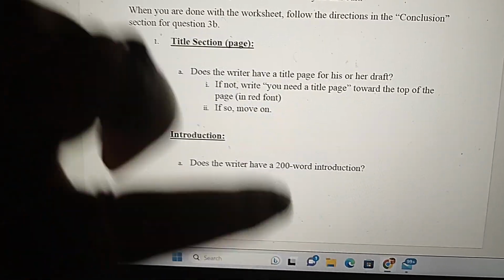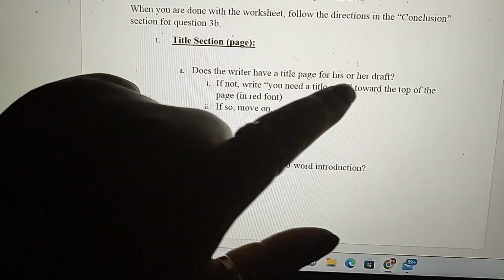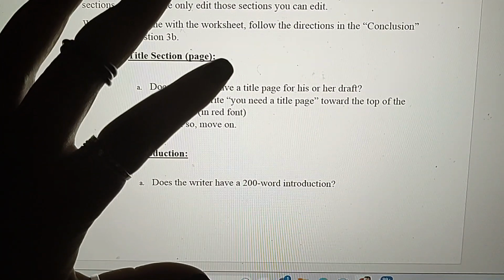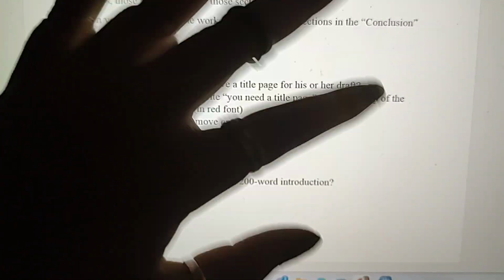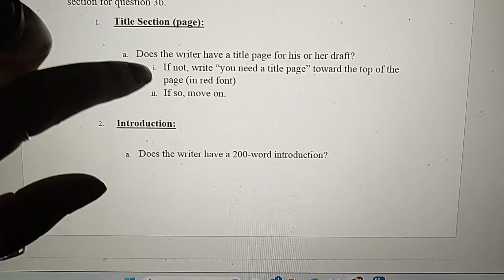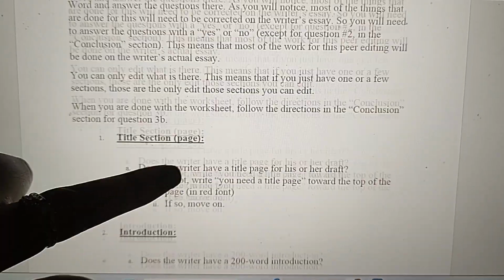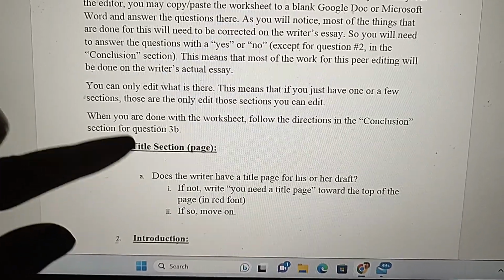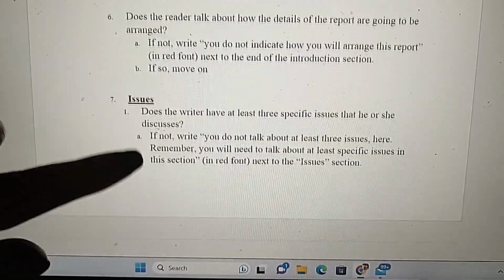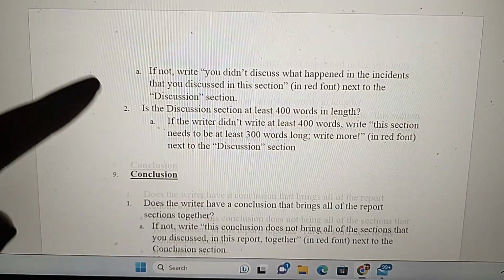Next, you're going to go through each section of the essay. I have questions for you to answer for each section. Does the writer have a title page in his or her draft? Okay, if you don't identify as his or her, just pretend that says whatever pronoun you identify as. And if not, you're going to write this. If so, move on. Okay, so basically what goes on this page underneath each question is yes and no. So you go through each section, each has questions, and you are going to answer yes, no, yes, no, yes, no.